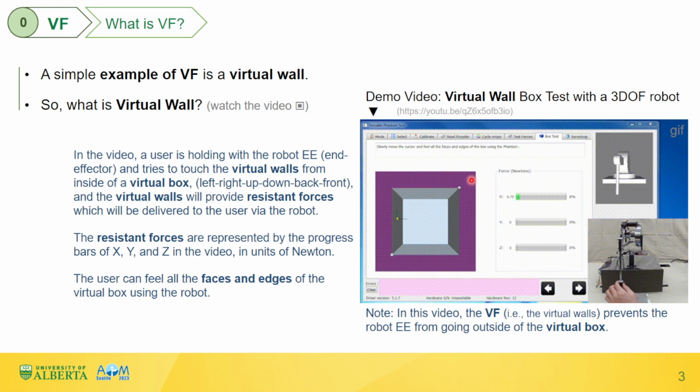Note that, in this video, the VF, i.e., the virtual walls, prevents the robot end effector from going outside of the virtual box. As we can see from this example, the virtual fixture is a virtual box, while the virtual box is composed of 6 virtual walls. These virtual walls are simple planes, and easy to be expressed by math equations. Therefore, they are relatively easy to be set up based on the math equations.